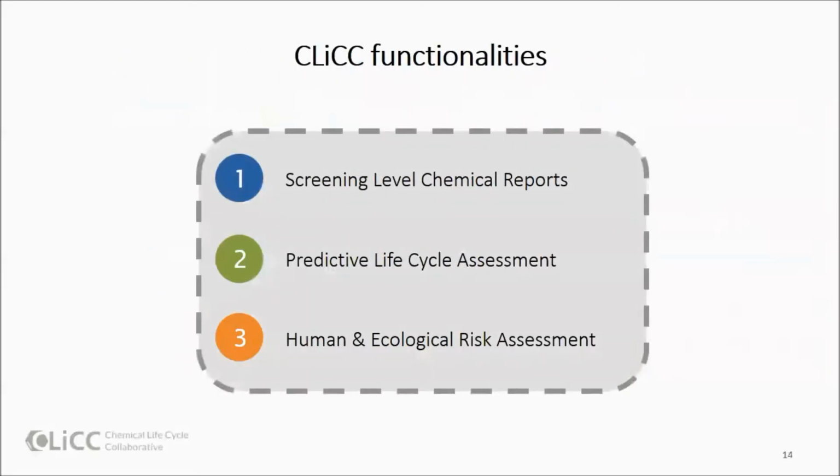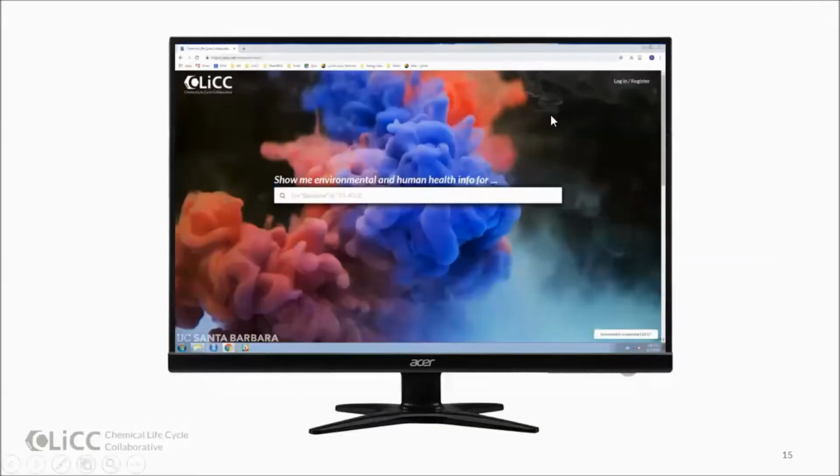What can you do with CLiCC? There are three main groups of functionalities that CLiCC offers. First, it is about screening level chemical reports. Second, it is predictive life cycle assessment. And third one is human and ecological risk assessment. So when you go on to the website, www.click.net, you will see this page and you can already enter the chemical of your interest there. But you can log in using the link on the upper right corner.